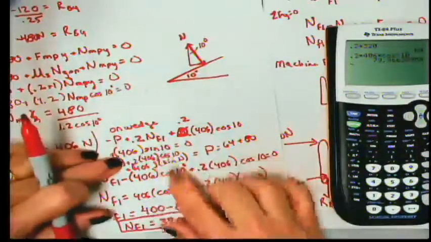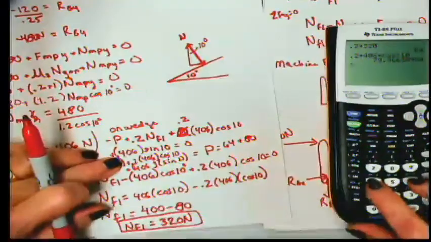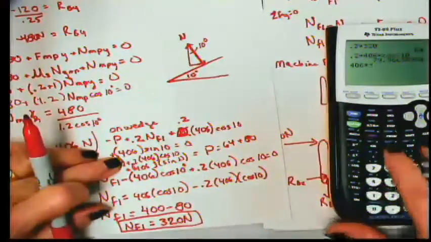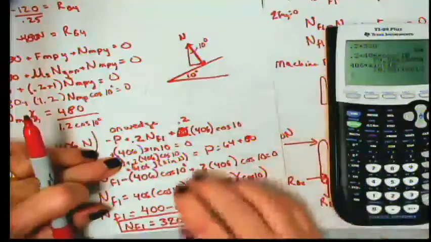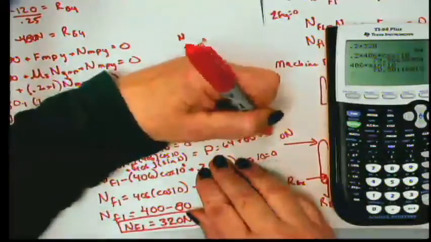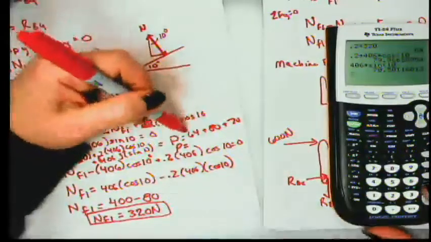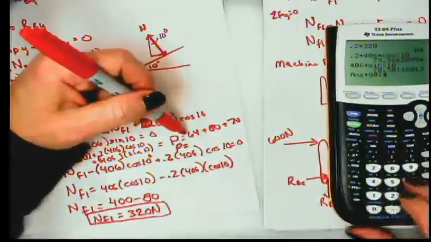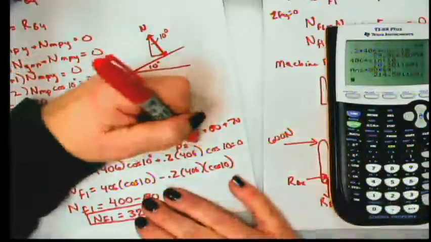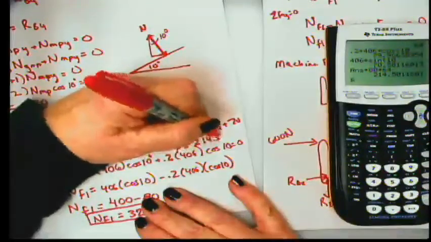And then my last term, which is also positive, is 406 times the sine of 10. And that number is 70. So I get 64. I get P is equal to 64 plus 80 plus 70. And that value is 214 and a half newtons.